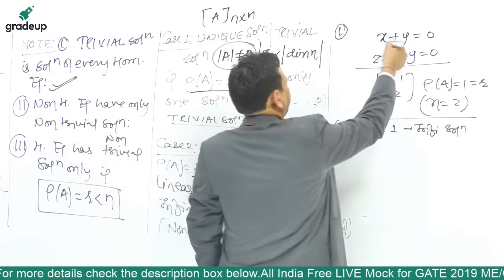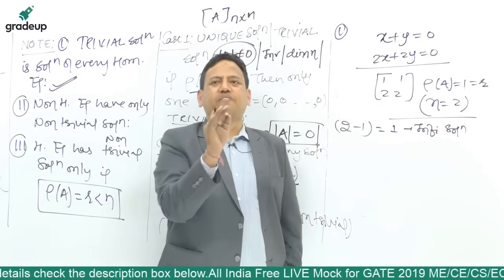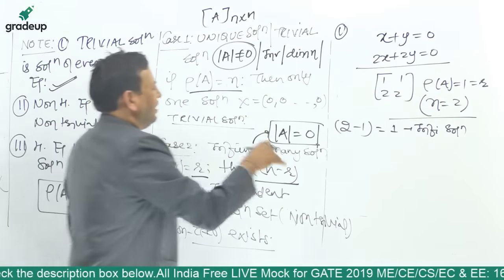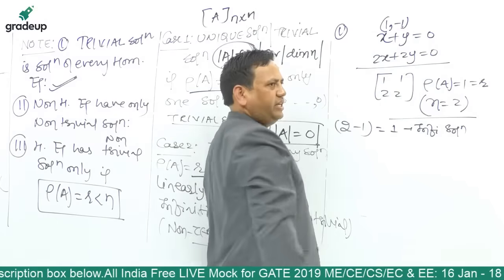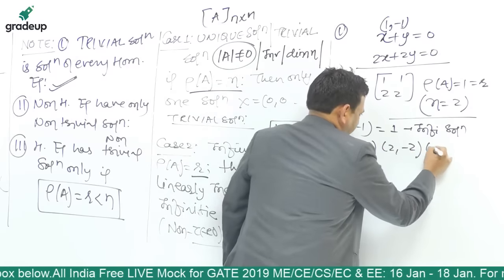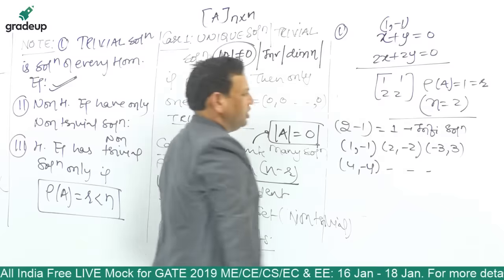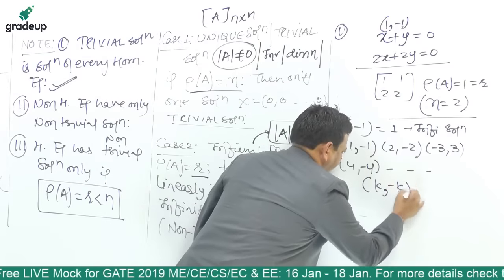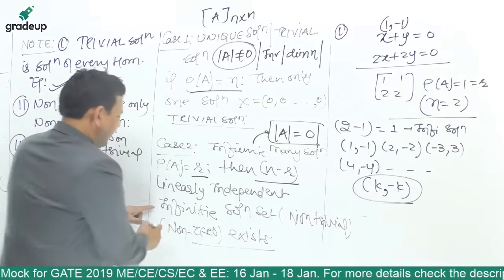Now what is the solution of this one? (0, 0) is a solution. Remember, (0, 0) is the solution of every equation. Now is there any other solution? Yes, I can write (1, -1). Is it a solution? Yes, (1, -1), (2, -2), (-3, 3), (4, -4). So how many solutions can I write? I can write infinite solutions. So I will write (k, -k). So this is the solution set.